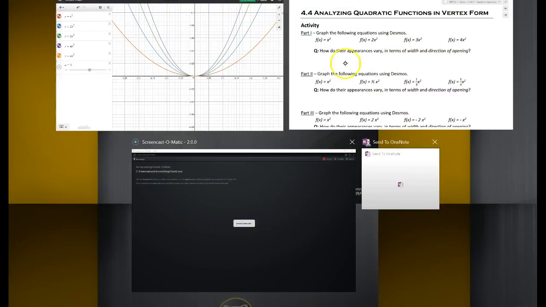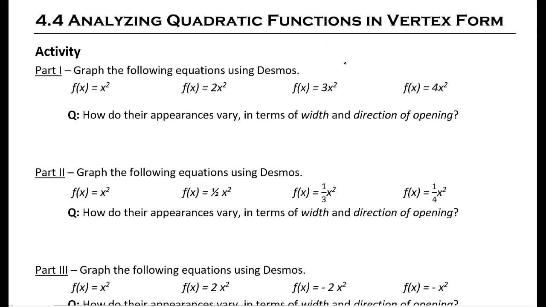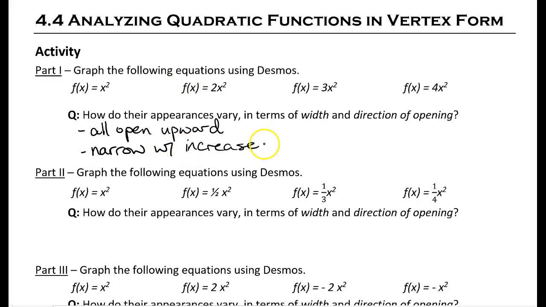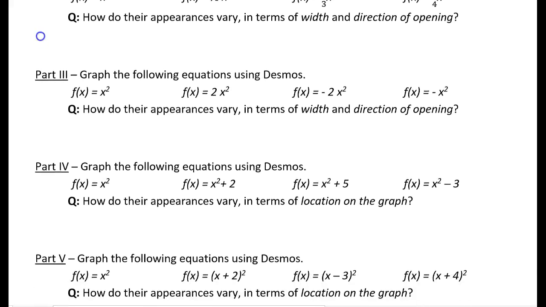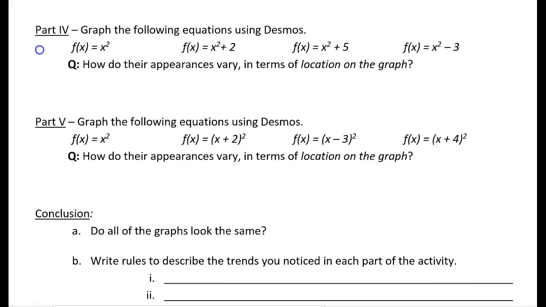But for now, we'll go back to Notebook and answer the questions that go with this graph. How do their appearances vary? So these 4 different functions, how do they vary in terms of the width of them and the direction of opening? So we could say that they all open upward, but they do get narrower and narrower with an increase in their coefficient. So that would be part 1. Those are some observations. If you noticed anything else, you can write that down as well, and then move on to part 2. You're going to continue doing this for parts 1, 2, 3, 4, and 5.